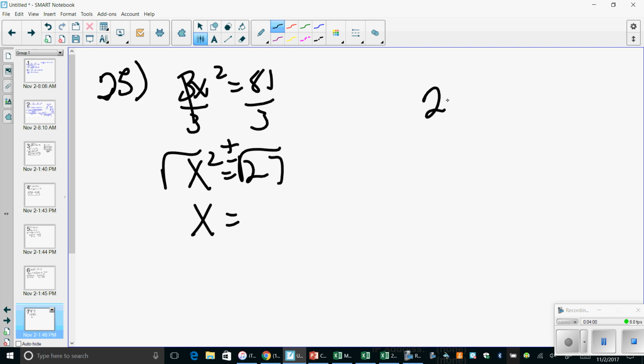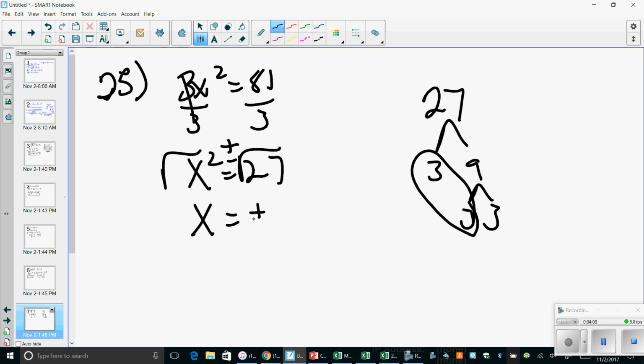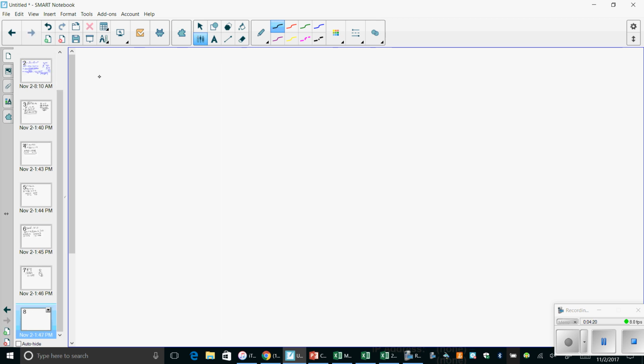So here's how we break down 27. 27 is 3 times 9, and 9 is 3 times 3. If two things are the same, it can go to the outside. So that's going to be plus or minus, I'm going to put a 3 on the outside, and I'm going to be left with a 3 on the inside. And that's how you solve 25 using square roots. Number 30. Number 30 is x minus 5 squared equals 30.